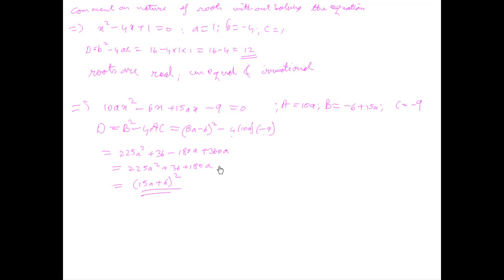And since the discriminant is a perfect square, and any perfect square value would be greater than or equal to 0, therefore, children, the roots are real, unequal, and rational for something like this, children. Let's see some problems, children, now.